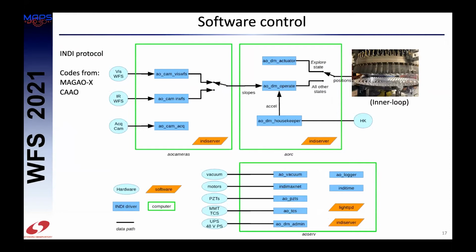This waits for the slopes computation based on the visible wavefront sensor or IR wavefront sensor. The idea is one runs at a time. So based on the science target, if it is redder, we use the IR wavefront sensor; if it's brighter and visible, we use the visible wavefront sensor. Then if the slopes are ready, it takes the slopes and reconstructs the wavefront profile using the interaction matrix, control matrix, and then applies the correction.